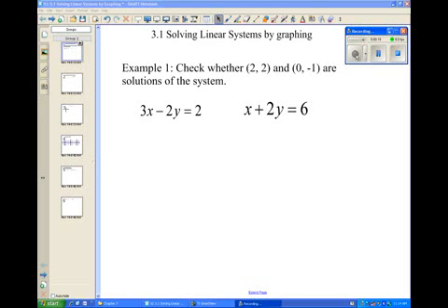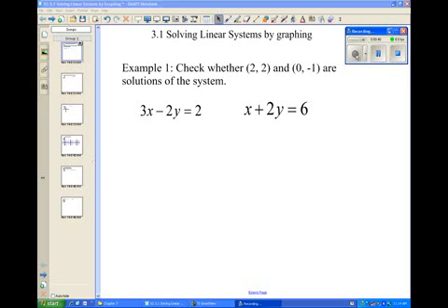We're going to talk about solving linear systems by graphing and how that works versus what we've already done, solving linear systems by substitution or linear combination. I'm going to use my calculator to solve linear systems by graphing, and we're going to talk about what it means to solve a system.